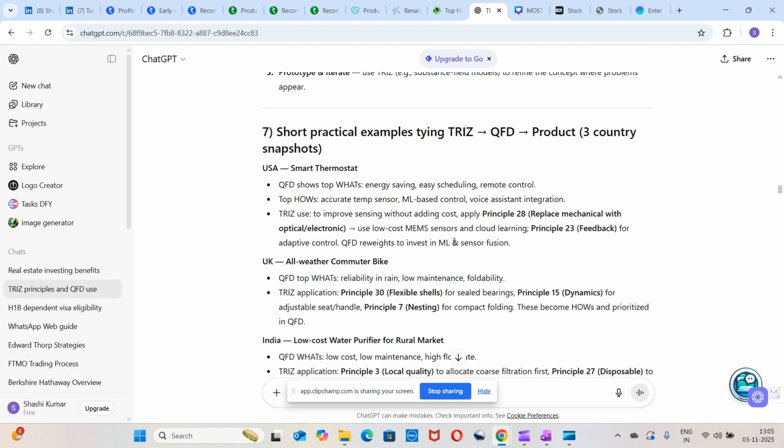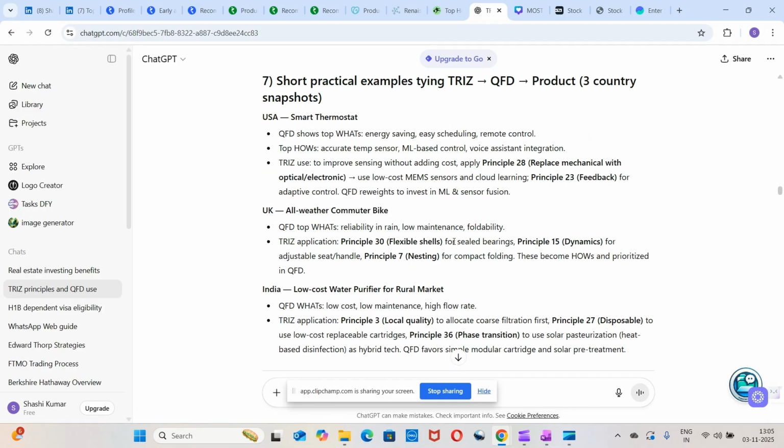Okay, the UK all-weather commuter bike is another example. The whats are reliability in rain, low maintenance, and foldability. For TRIZ application: flexible shells, principle 30, for seal bearings; principle 15, dynamics, for adjustable seat and handle; and principle 7, nesting, for compact folding.